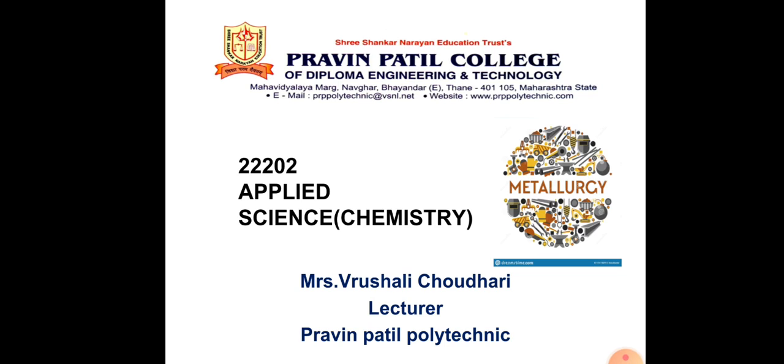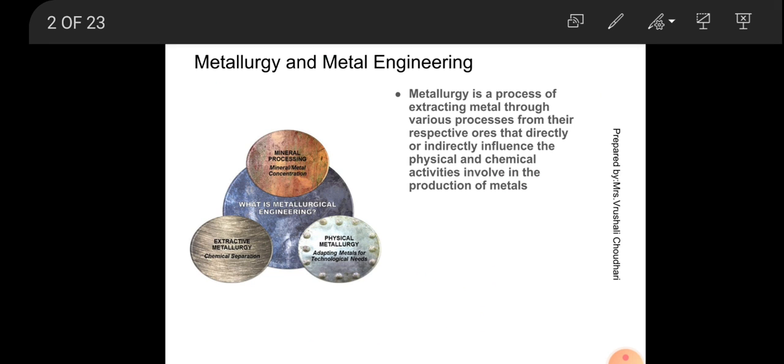Today, we are going to start with the Applied Science Chemistry subject code 22202. We are going to start with the second chapter, Metallurgy. What is metallurgy? It is a process of extraction of metal from the ore. It's called metallurgy, where we are using the metals. We are using metals for different applications.